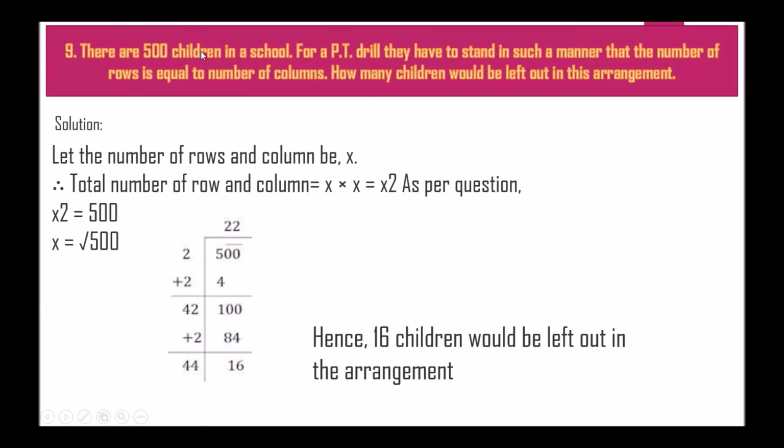9th question. There are 500 children in a school. For a PT drill, they have to stand in such a manner that the number of rows is equal to the number of columns. How many children will be left out in this arrangement? So let the number of rows and columns be x. So the total number of children is x into x, that is x square. x square equals 500, so x equals root of 500. So we will find, so hence in this we can say that 16 children will be left out in the arrangement.